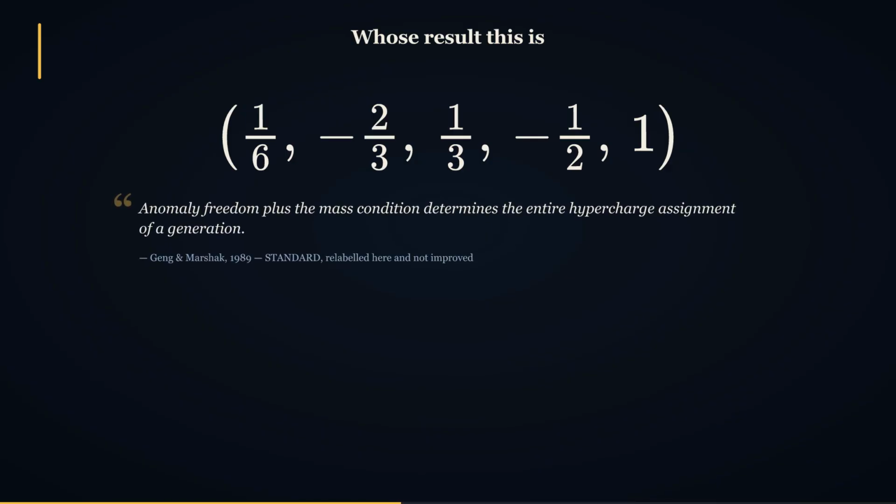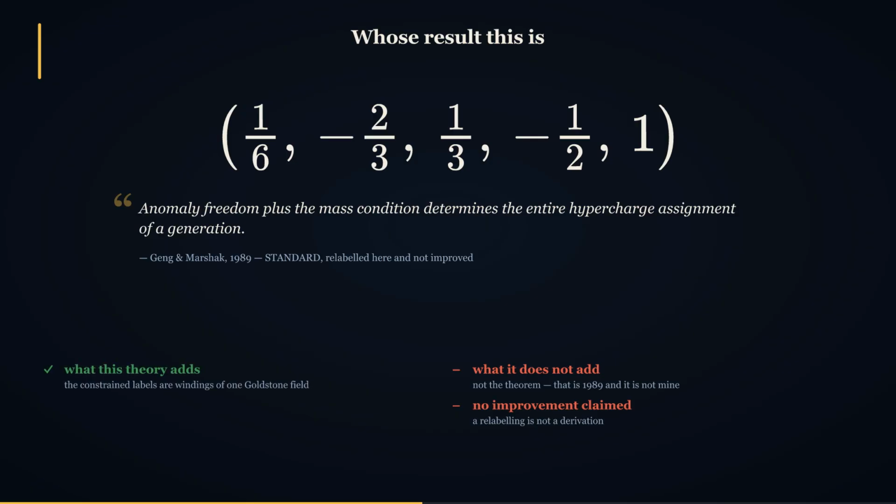Now I want to be exact about the status of this result, because it would be easy to oversell. It is not mine. This is the Geng-Marshak result from 1989. Anomaly freedom plus the mass condition determines the hypercharges uniquely. That theorem is standard physics. This theory relabels it. It does not improve it. What it adds is the setting. The labels being constrained are windings of one Goldstone field, and on that substrate, this is the only way the charges could have come out.